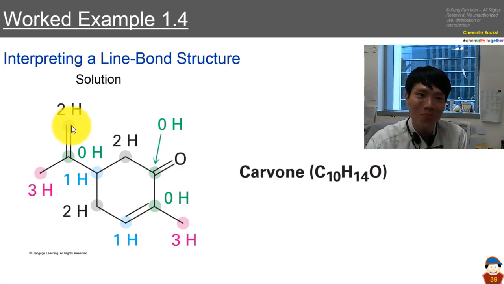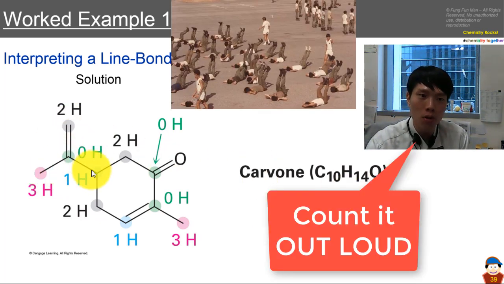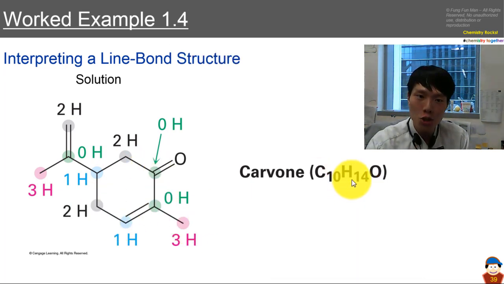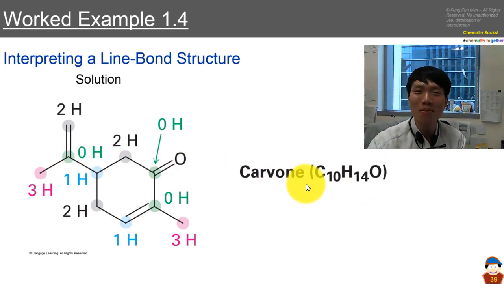Then you count. 1, 2, 3, 4, 5, 6, 7, 8, 9, 10. C10. Hydrogen, the sum of these numbers, 14. And don't forget your oxygen. So C10H14O. That's the formula for carvone.